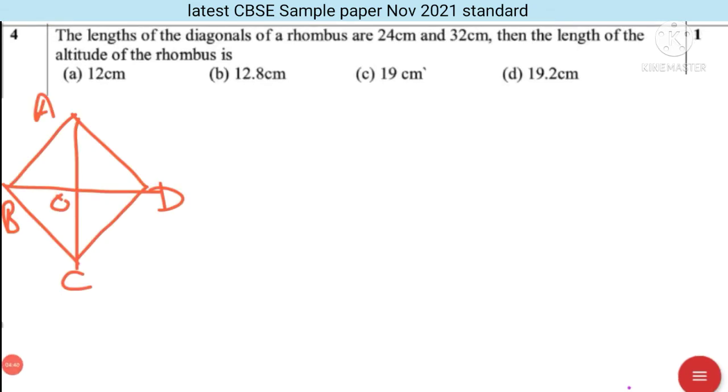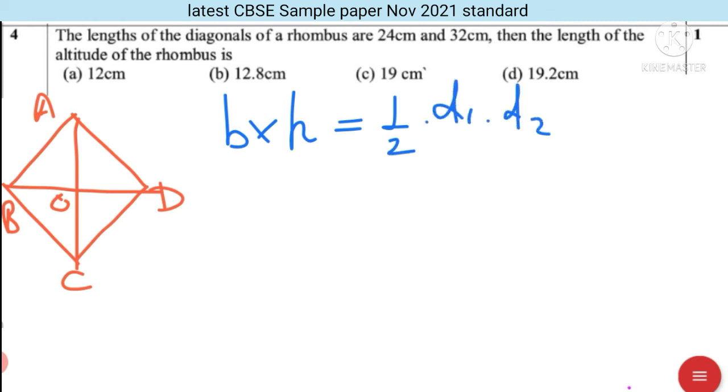Question number 4 is a good one. It says the length of diagonals are 24 and 32. Then find the length of the altitude. So to find the altitude of the rhombus, we need to apply the area of rhombus in two methods. First method is base into height and second method is half into D1 into D2. Now for this we have D1, we have D2, H we have to find out. We need to find out the base. Base means AD. So first let us calculate AD.